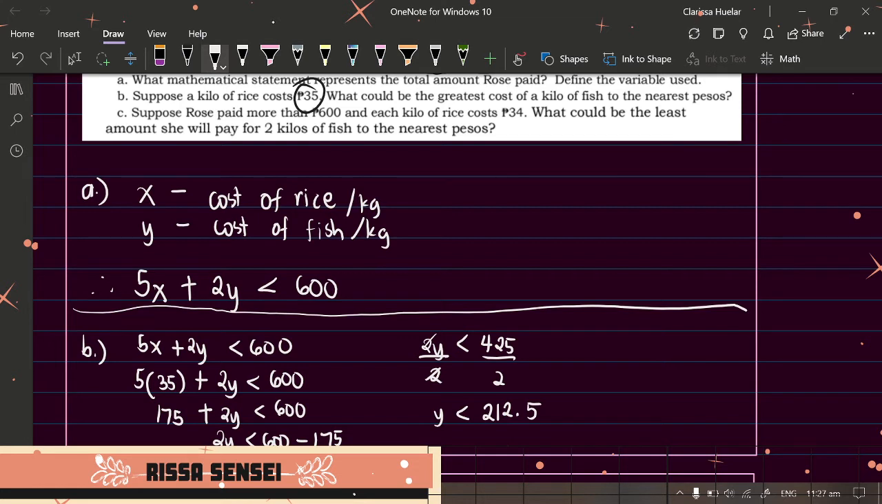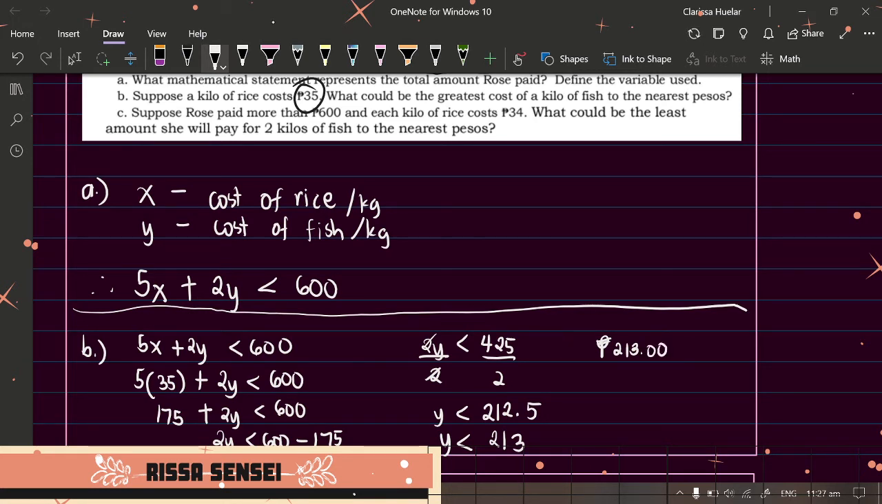Okay, so it's 212 and 50 centavos, or 212.50. To the nearest peso, we have to round it off to 213. So ibig sabihin, the possible na kilo or kung magkano isang kilo ng fish ay 213 pesos. So the answer is 213 pesos.